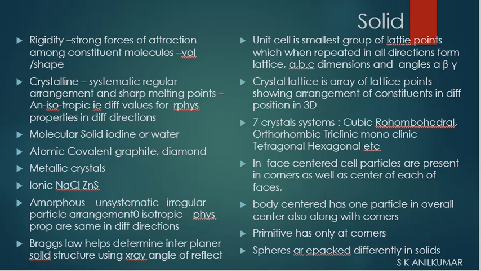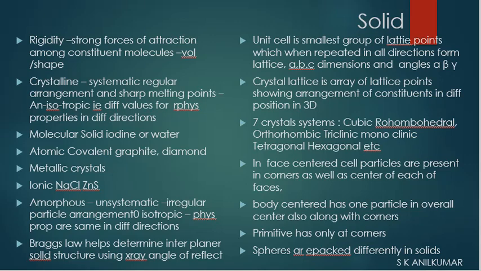What are lattice points? The lattice points are the ones that give a structure to a solid, so that when the unit cells are repeated in all directions, they become a lattice. The dimensions are called a, b, c and the angles are called alpha, beta, gamma. Lattice is the structure of a solid.